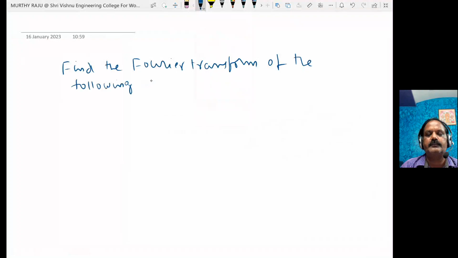In this video, I will explain how to find the Fourier transform of the following signals shown below.